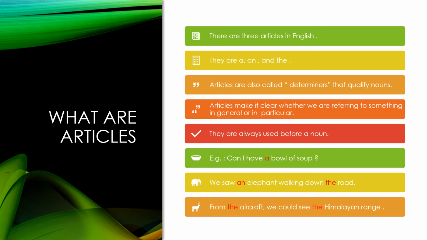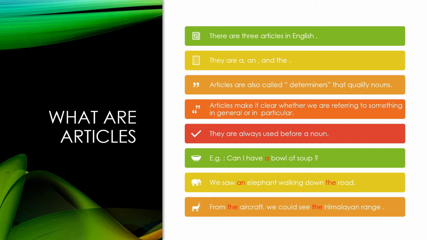What are articles? There are three articles in English. They are a, an, and the. Articles are also called determiners that qualify nouns. Articles make it clear whether we are referring to something in general or in particular. They are always used before a noun.